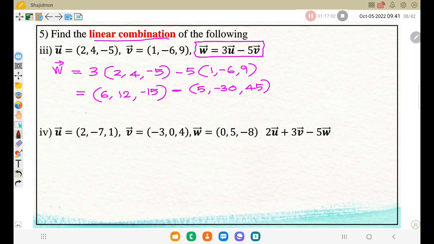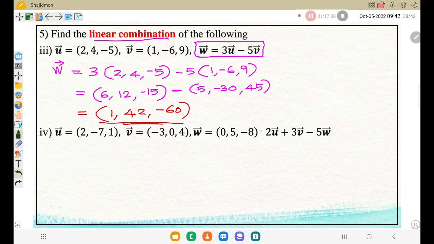Now what answer will we get? Equal to this vector minus this vector, correct? So first one, 6 minus 5, so 1. Next one, 12 minus minus 30, that means 12 plus 30, 42. Then minus 15 minus 45, okay, consider that minus correctly. So minus 15 minus 45, that means minus 60. So this is the linear combination 3u minus 5v.